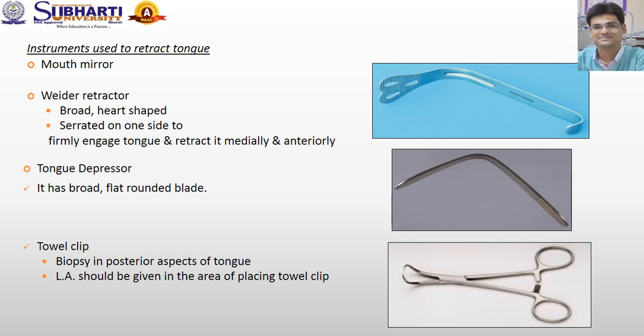Towel clip is mainly used to retract the tongue anteriorly when performing any biopsy procedure over the posterior area of the tongue. Local anesthesia should be given in the area where we are placing a towel clip.